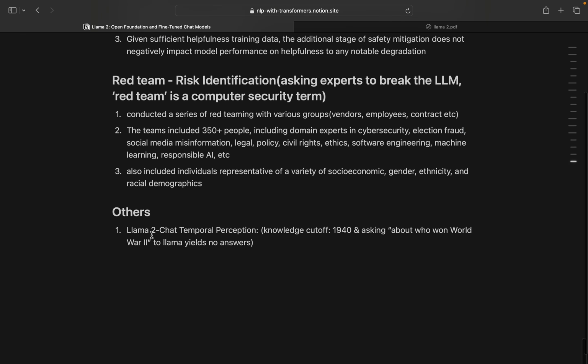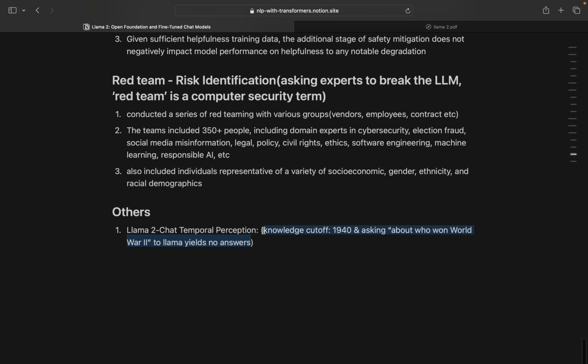And they have also done a lot of things on temporal perception. That means if you mention that the cutoff date is 1940 and ask about what happened in World War II, they basically don't want LLaMA 2 to answer it. So it kind of helps in reducing hallucination too.